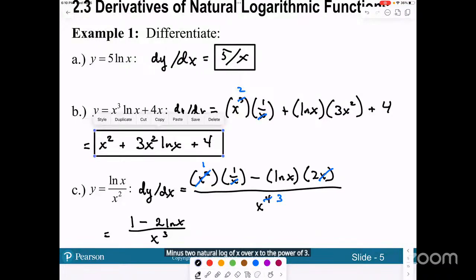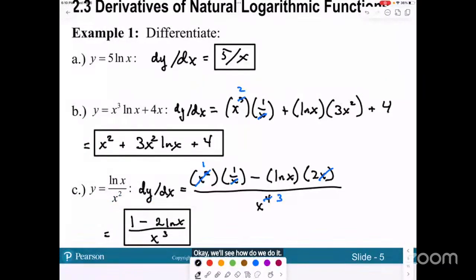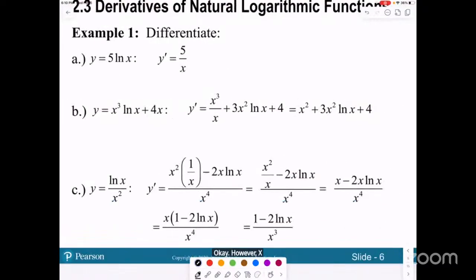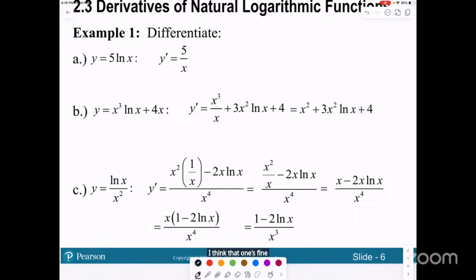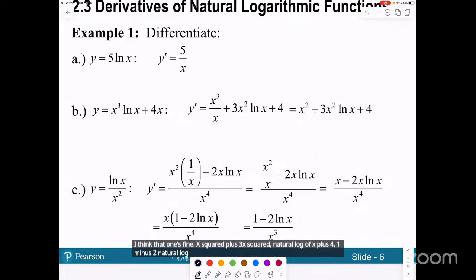Okay, let's see, how do we do? Okay. 5 over x looks good. I think that was fine. x squared plus 3x squared natural log of x plus 4. 1 minus 2 natural log of x over x cubed. Okay, not too bad.